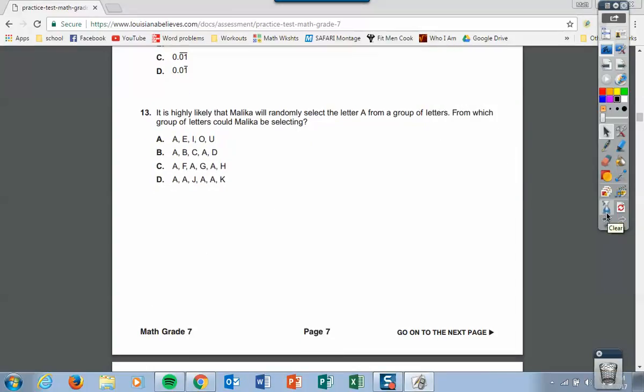Malika will randomly select the letter A from a group of letters. Which group could Malika be selecting from? Well, I'm just looking for the one that has the most A's in proportion to everything else. Here it's 1 out of 5 that are A's. Here it's 2 out of 5. Here there's 3 out of 6. Here there's 4 out of 6. Obviously the one with 4 out of 6 is going to be more likely that she selects an A. So we choose that one.